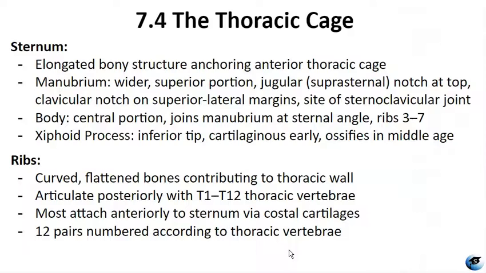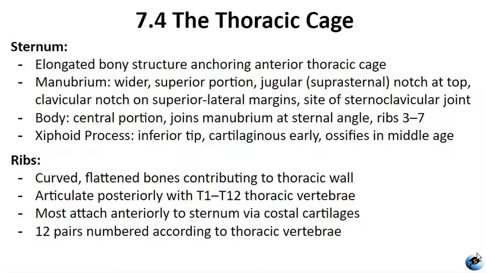The sternum is like a long bone in the front of your chest, divided into three parts: the manubrium, the body, and xiphoid process. The manubrium is the wide top part and has a notch at the top where your collarbone connects. The body connects to the manubrium at a place called the sternal angle, which is important for identifying ribs. The xiphoid process is the bottom tip, which starts off as cartilage and hardens as you get older.